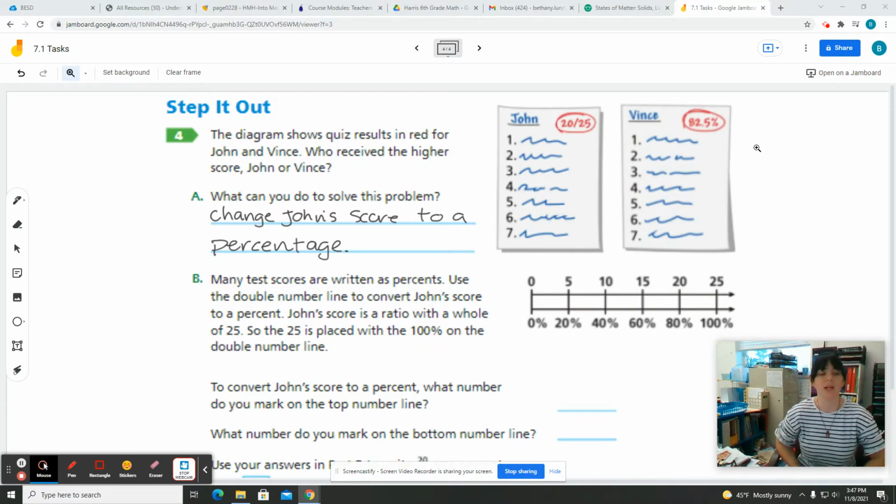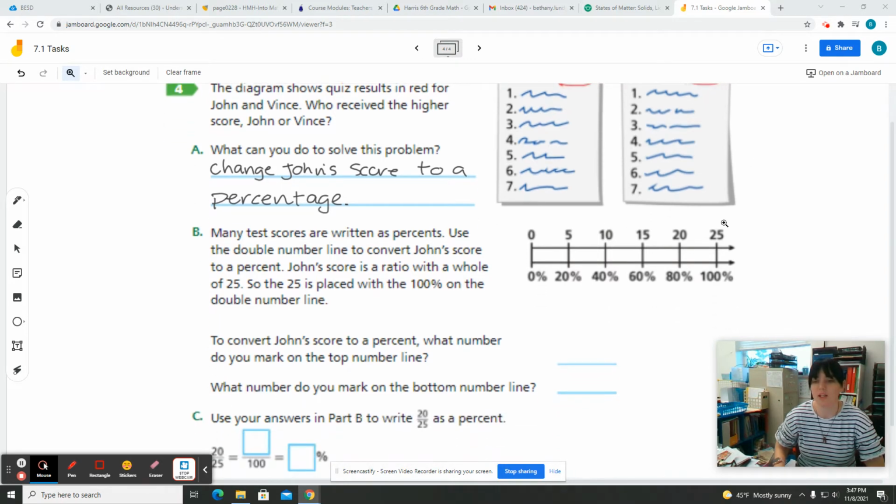So part B, many test scores are written as percents. So use the double number line to convert John's score to a percent. John's score is a ratio with a whole of 25. So the 25 is placed with a 100% on the double number line. So as you can see here, we have 25 marked as 100% because that's the total number that he could possibly get. He can only get 25 points, and so that is our 100%.